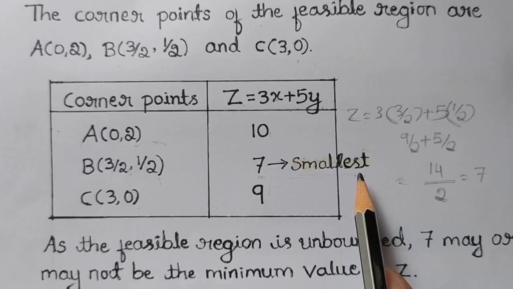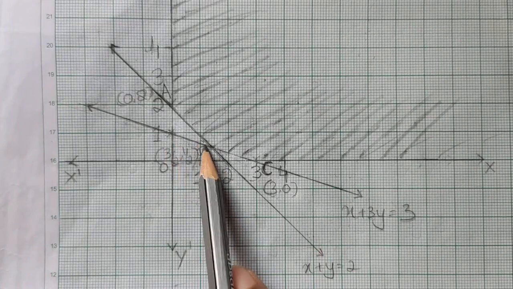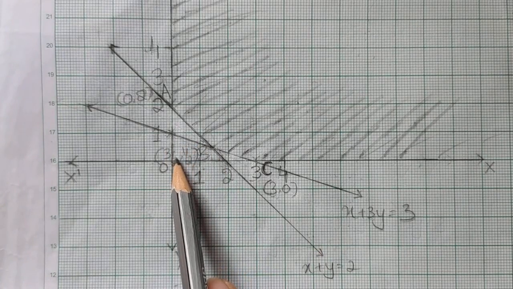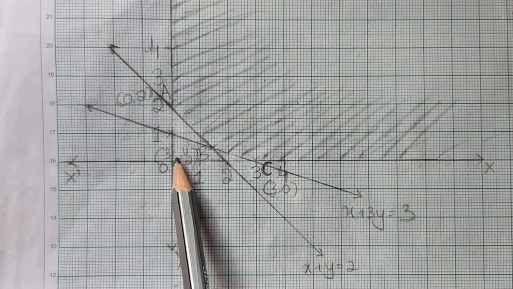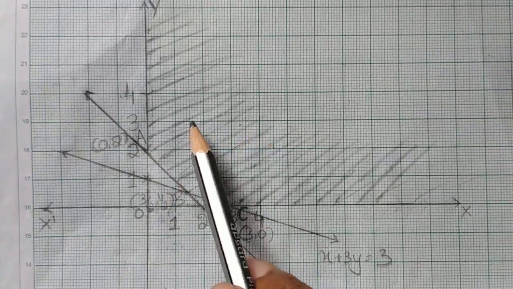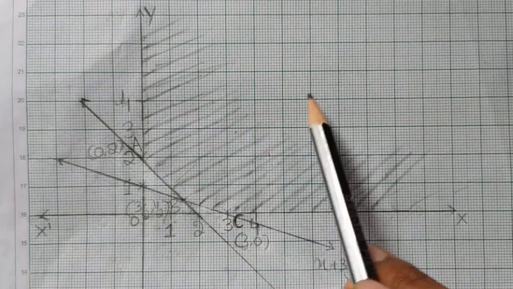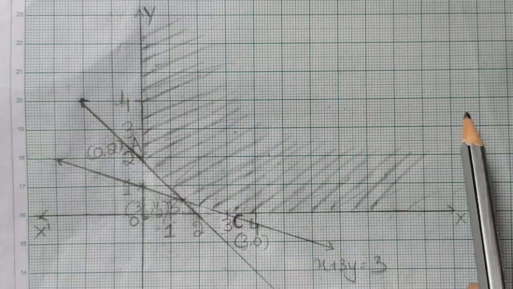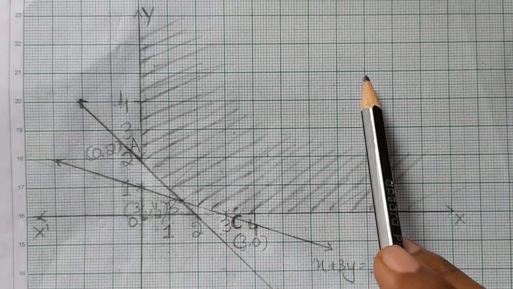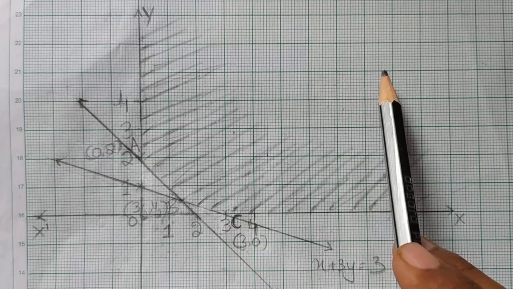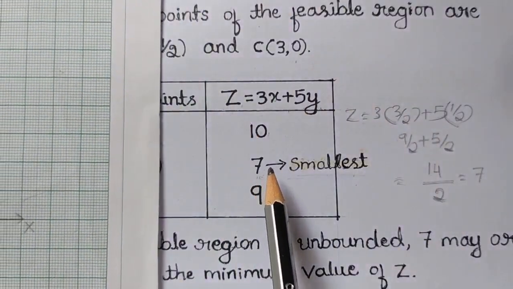If the feasible region is bounded, that is closed, then we will know its boundary, and hence we can easily find its maximum or minimum value at the corner points of its boundary. But here the feasible region is unbounded. It is not closed. We do not know its boundary. It extends up to infinity in the first quadrant. It is like an ocean. It will have infinitely many points. Then there may exist some points in this feasible region for which the value of z may be less than 7 also.